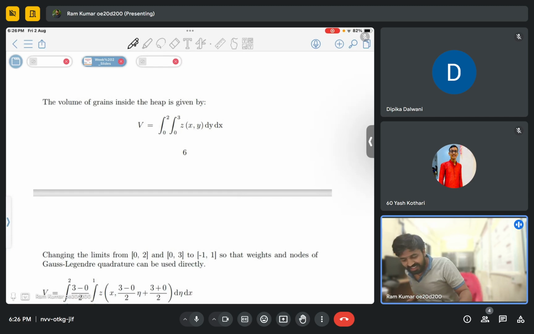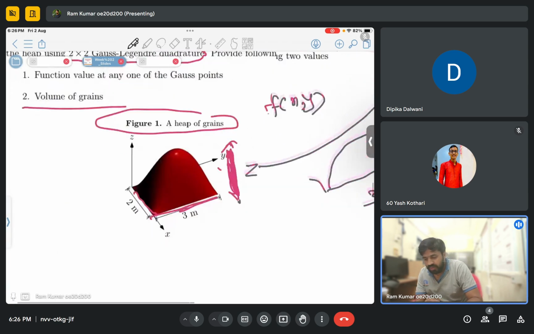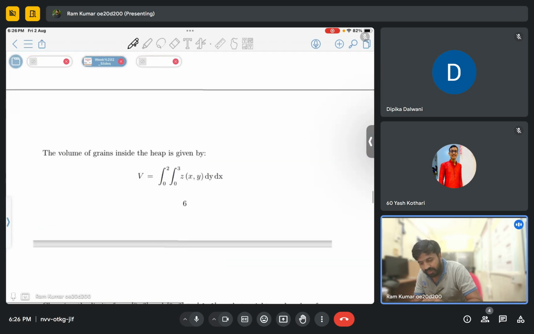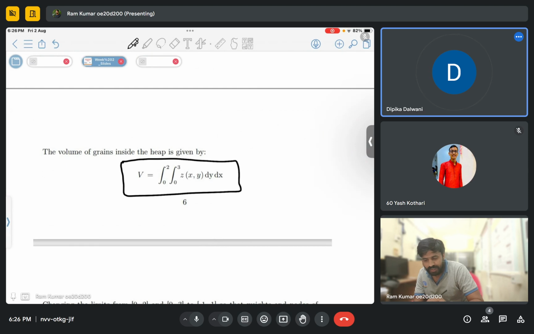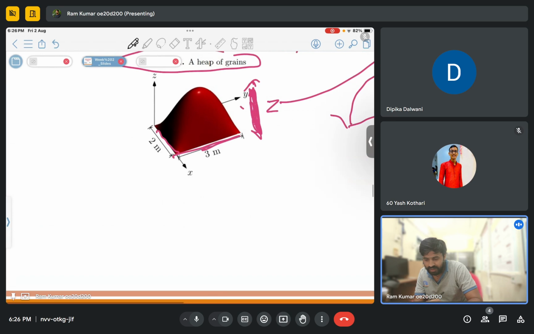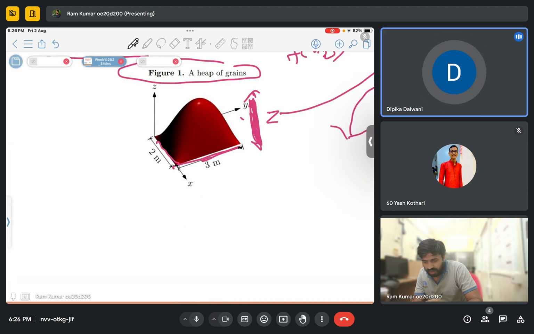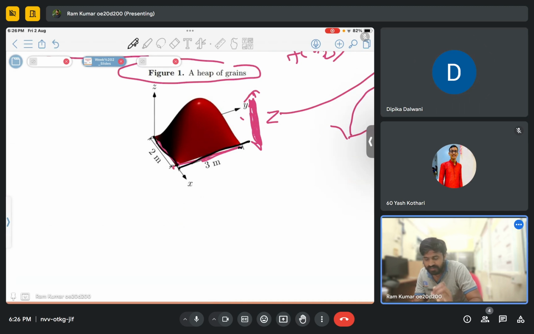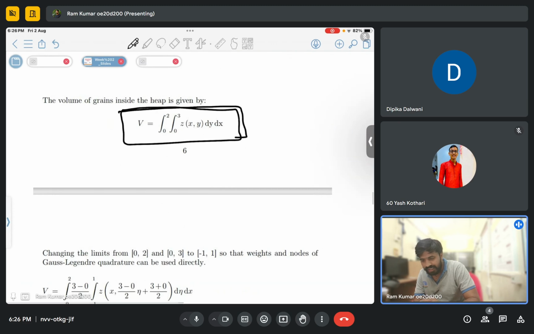So they are saying that we have to calculate the volume. How are we going to start? As I told you, if we want to calculate volume, we have to use double integration. So this is our double integration. Limit will be 0 to 2 and 0 to 3, because x value will vary from 0 to 2 and y will be 0 to 3, right? So this will be the integration that we have to integrate.